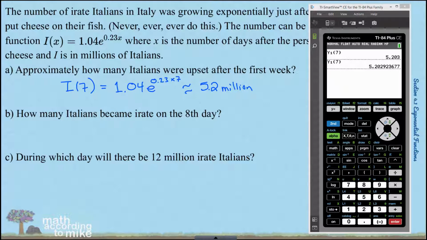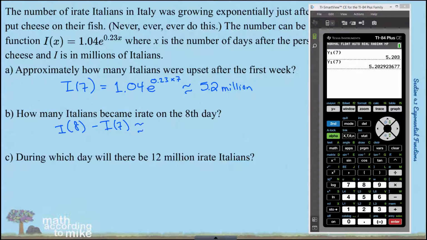And then in part B, how many were irate on the 8th day? So just the 8th day. Part A is telling us the first 7 days. How do we figure out just the 8th day? Well, that would technically be the total number after 8 days minus the total number after 7 days, because the total number after 7 days is built into the number after 8 days.